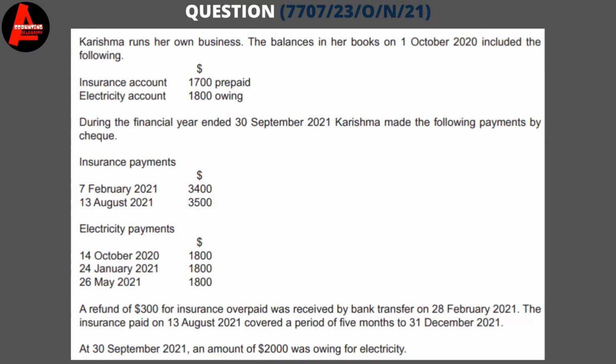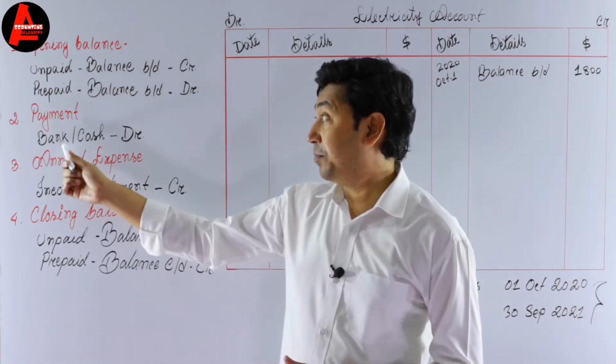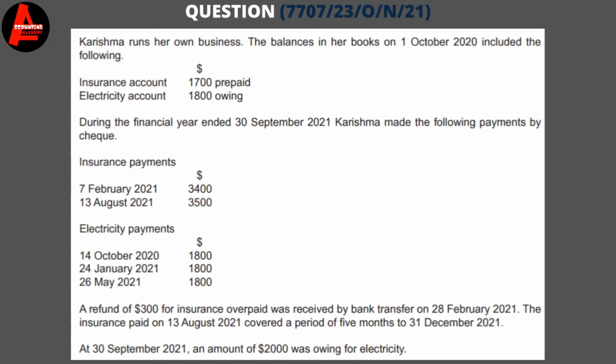Then what do we have in the question? During the financial year ended 30 September 2021, Karishma made the following payments by check. That means she makes payment by check, so we have to write bank, and the payment will be on the debit side. Point to be noted. Insurance payments, there are two, and we already finished that. What is next? Electricity payments. We have three payments, 1800, 1800, 1800, all the same amount.